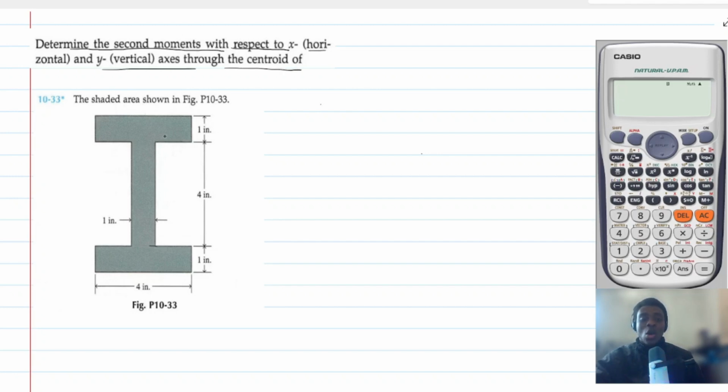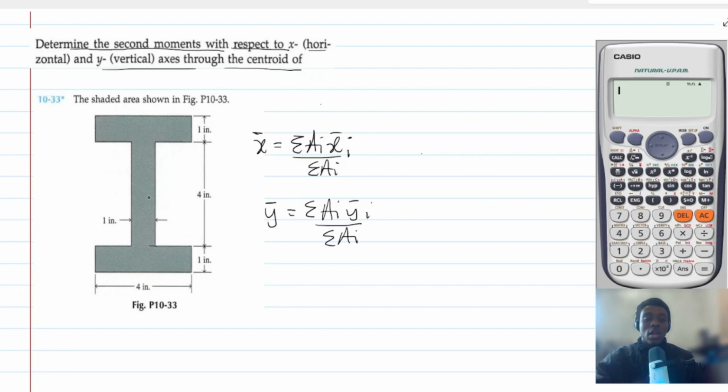The first thing we have to do is to locate the geometric center of the entire figure. To do that, we have to find x bar, which is summation Ai x bar i divided by summation Ai, and y bar, which is summation Ai y bar i divided by summation Ai. But you see, this figure over here is a complete rectangle, so we don't need to really bother about this.